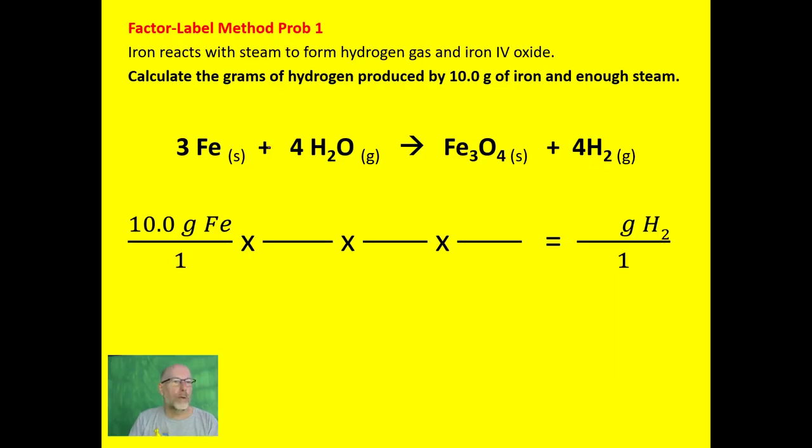Iron reacts with steam to form hydrogen gas and iron 4 oxide. We balance it. It's a 3 to 4 to 1 to 4 multimole ratio. The question says you have 10 grams of iron. Calculate the grams of hydrogen.